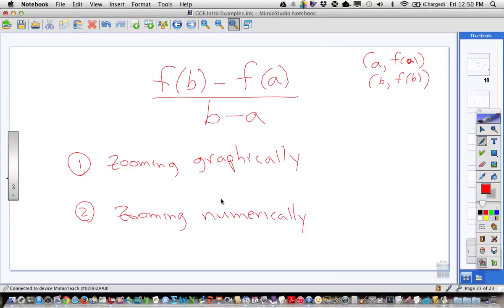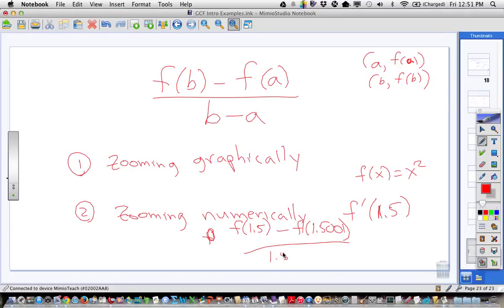So that's number 10. Number 10 said find f prime of 1.5. And I think the function you were using was what? x squared still there? You were supposed to find f prime of 1.5. Well, here's what they wanted. They wanted you to find f of 1.5 and maybe f of 1.5001, whatever, and then do a slope calculation. That's all you were asked to do. That's all you needed to do on 10.